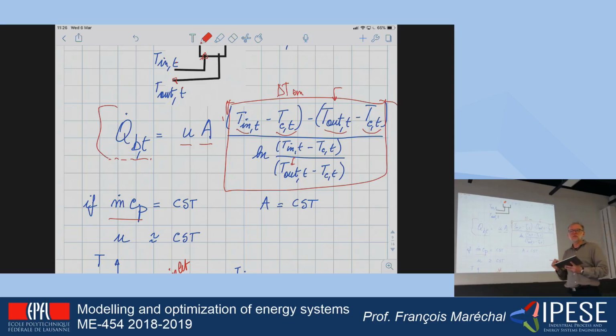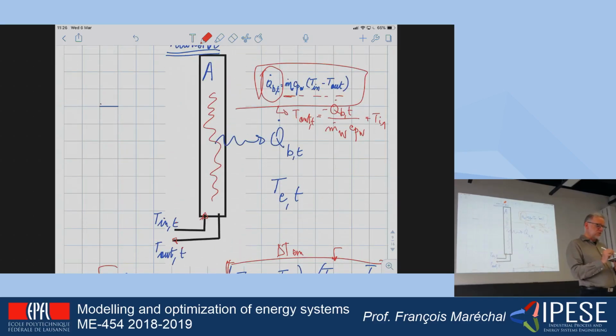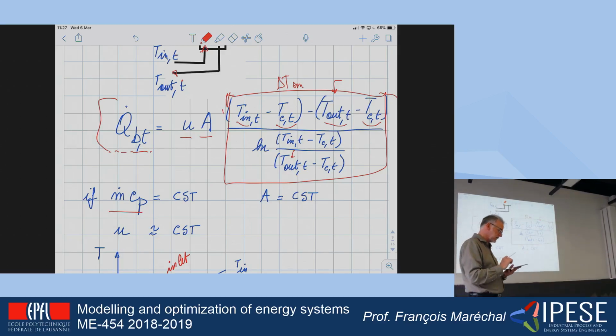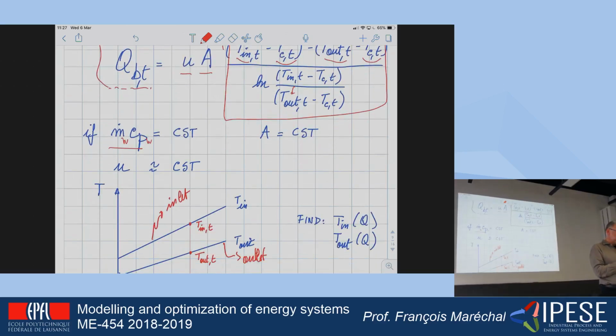Okay, so as you have passed the first year in EPFL, I will let you find the solution because there is an analytic solution to this equation. If I'm replacing T out by the function that I have here, which is a function of QBT and T in, as soon as I have the UA, I will be able to calculate the T in as a function of QBT for a given flow of water and values of U and A. And you will have to make the calculations.